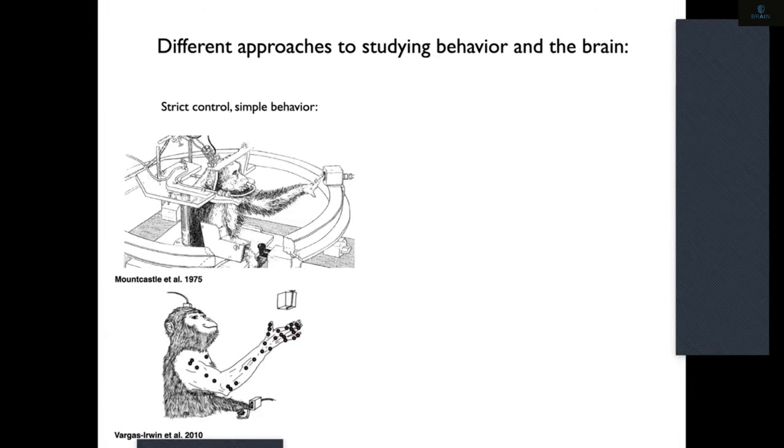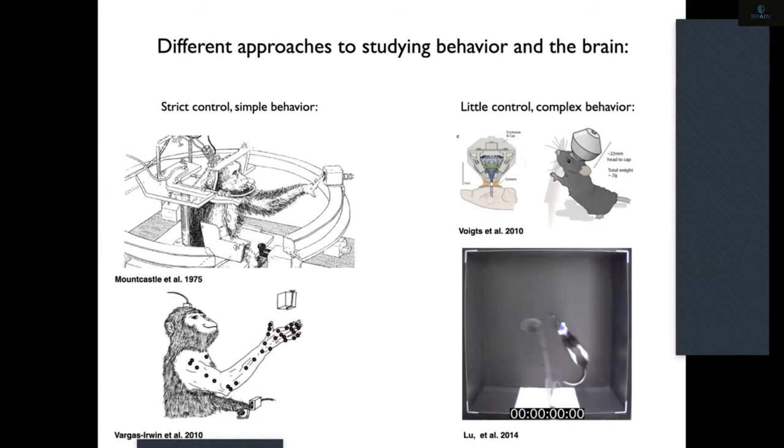Now it's possible to use markerless tracking or to put lots of markers on an animal's arm and study with great precision the trajectory of the movement through 3D space, right? So that's one camp. The other camp is to basically record less of the animal's behavior. So you have less control over the animal's behavior, but you can let the animal behave naturally, right?